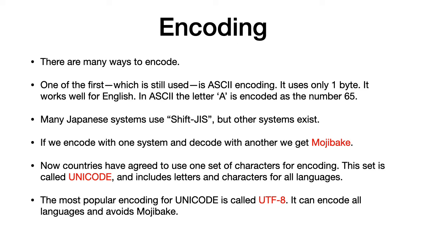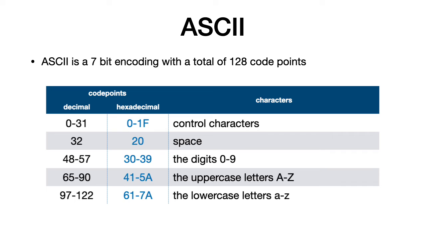Now countries have agreed to use one set of characters for encoding. This set is called Unicode and includes letters and characters for all languages. The most popular way to encode Unicode is called UTF-8. It can encode all languages and avoids Mojibake. Let's review different kinds of encoding. First, ASCII. ASCII is a 7-bit encoding with a total of 128 code points. The table shows how ASCII encodes some of the important characters.